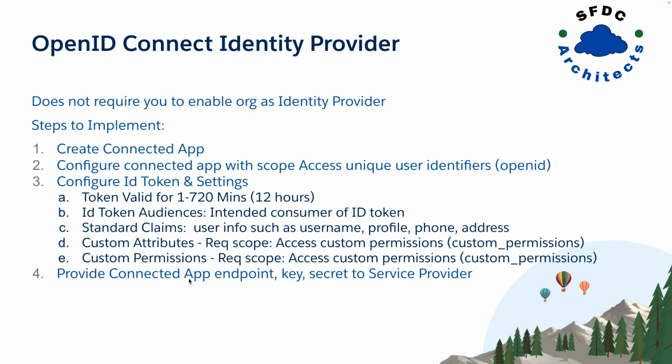And then you're going to provide all this information to your service provider who probably has some application they need to update to connect to the connected app endpoint, provide the client ID and secret to be able to consume that. And so most of what you do on this side is very straightforward configuration. The bulk of the work here is on the service provider to get that set up.